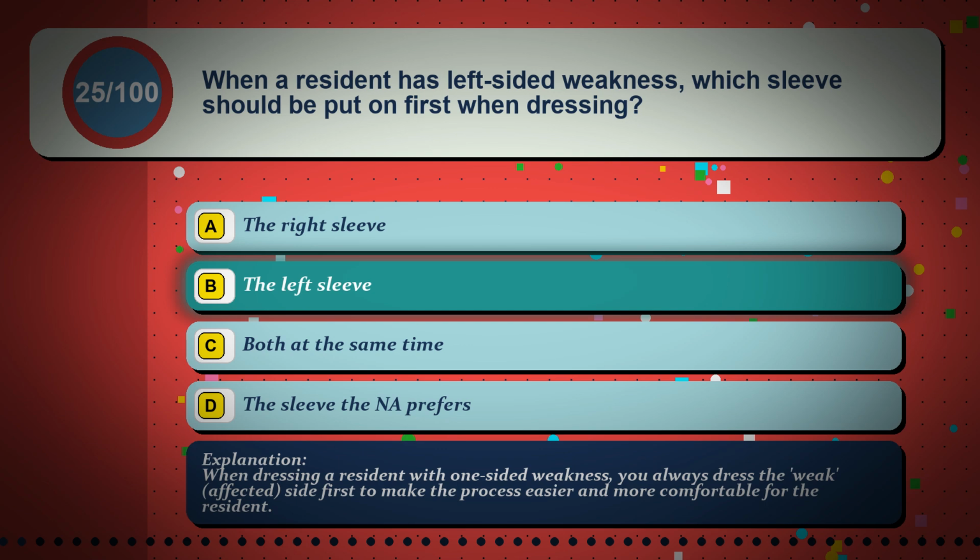When dressing a resident with one-sided weakness, you always dress the weak, affected side first to make the process easier and more comfortable for the resident.